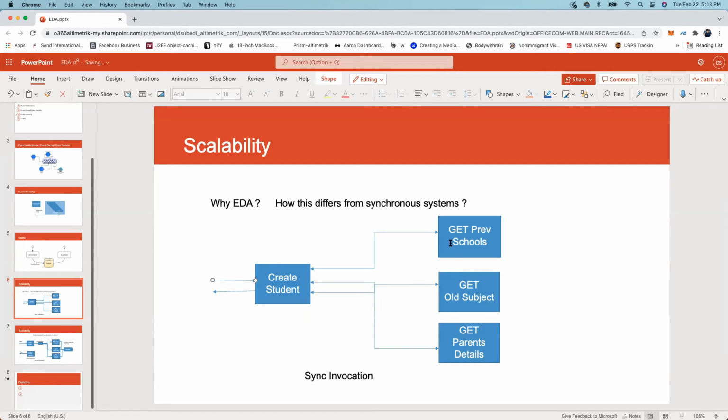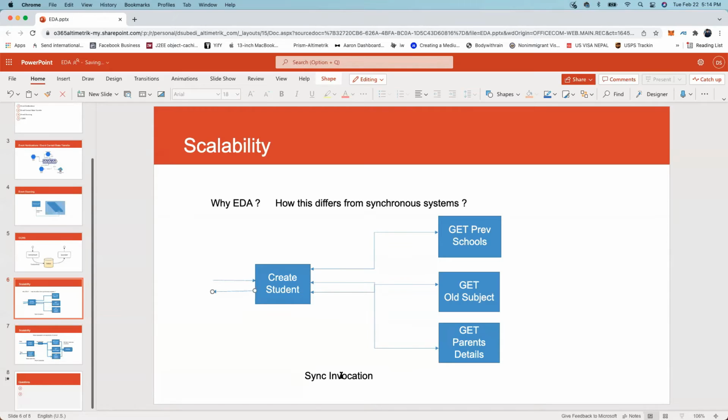And what this API does is it gets all the previous schools for the particular student. There's another API that talks to another service that gets all the old subjects that the student has taken. And then there's a third API that gets the parents' details for that student. So in this monolith application, a request comes in, and then there are 3 processes happening, not side by side, one after another. It's getting the previous schools, and then it's getting the old subjects, and it's getting the parent details.